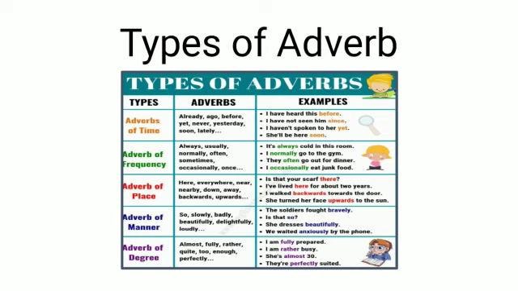Next is adverb of manner. Adverb of manner actually tells us how. Actually, it answers how. That is, in what way an action happens. The next is adverb of degree. Adverb of degree actually answers the question how much. Isn't it? How much? The extent of something, the level of something. For example, almost, fully, rather, quite, too, enough, perfectly.